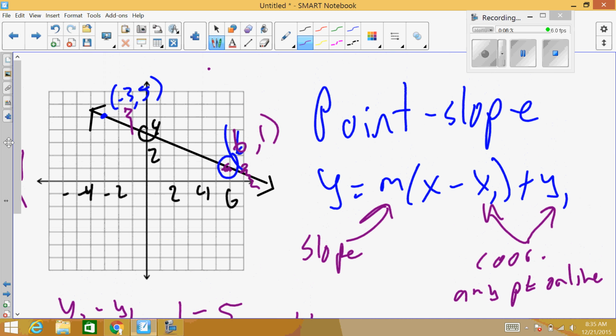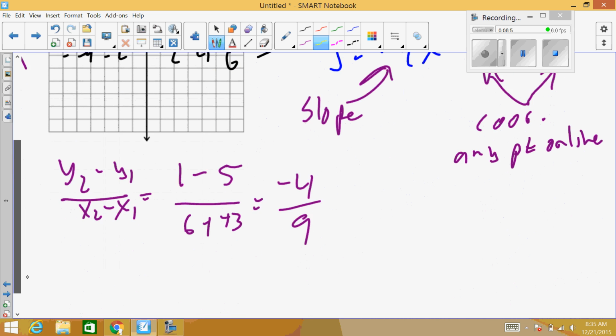Let's make sure that seems to look right with our graph. It's negative because we're moving down and to the right. Let's count them out here. From here we go 1, 2, 3, 4, and 1, 2, 3, 4, 5, 6, 7, 8, 9 over. So down 4 over 9. Perfect. Checks out with our slope.